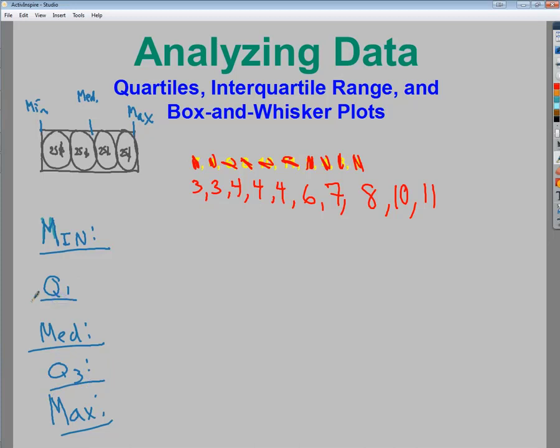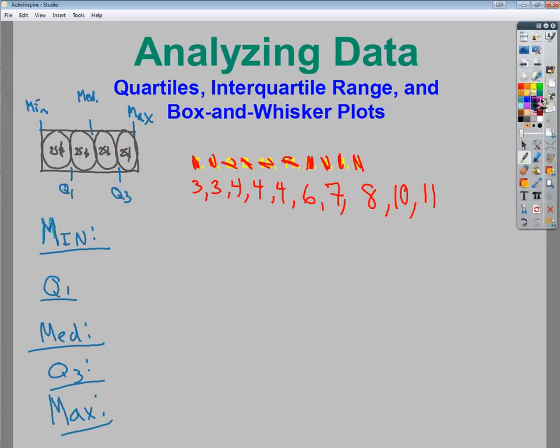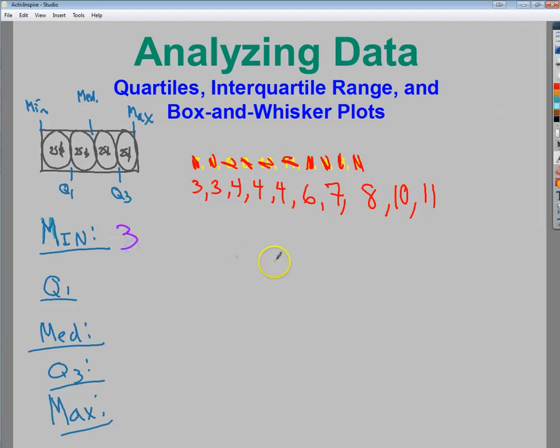So basically Q1 will be here after the first quarter. So it's essentially the median of the lower level, or the lower two quarters. On the other end, you'll have Q3, which is the median of this set of data. So in my little setup here, I need to figure out what the median is. The specific amount for the minimum, by the way, would be 3, because it's the smallest. The maximum would be 11.